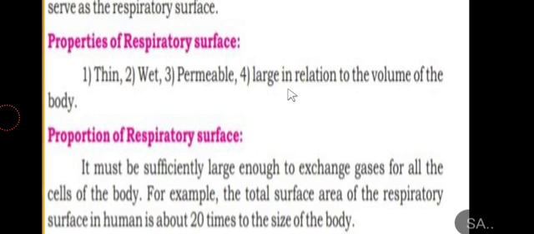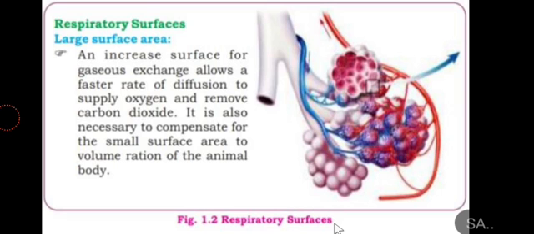Here we will discuss the proportion of the respiratory surface. It must be sufficiently large to exchange gases for all the cells of the body. For example, the total surface area of the respiratory surface in humans is about 20 times the size of the body. So the surface area of the respiratory surface is this much larger in humans so that we are able to perform respiration.